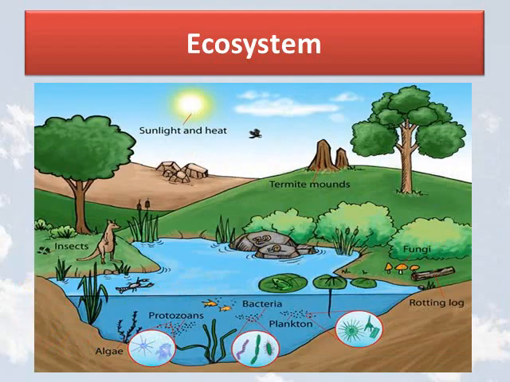Dear children, the picture you see is that of the ecosystem that includes all the living things in the given area which are interacting or communicating with each other and also with their non-living environment. So we can say we have the community, then the habitat, and then the ecosystem.